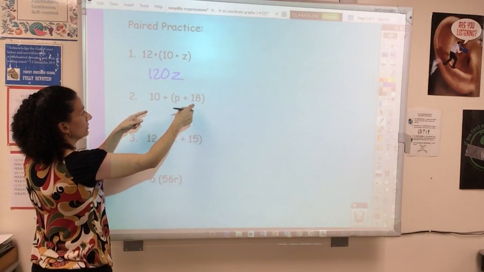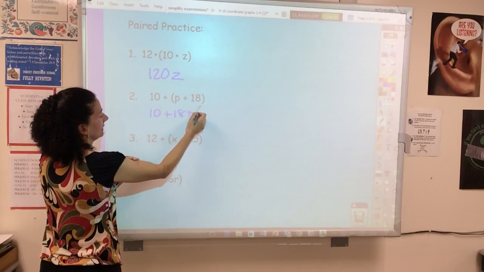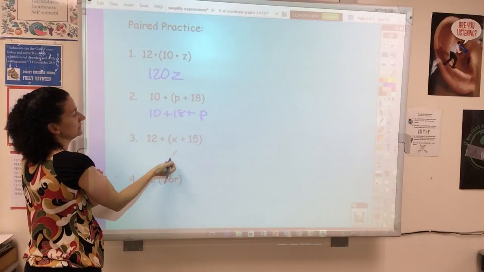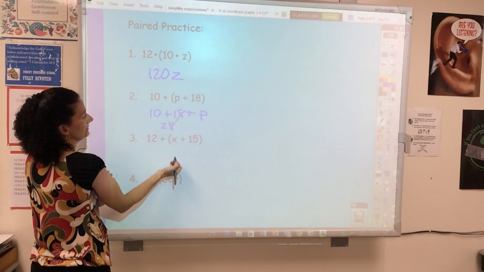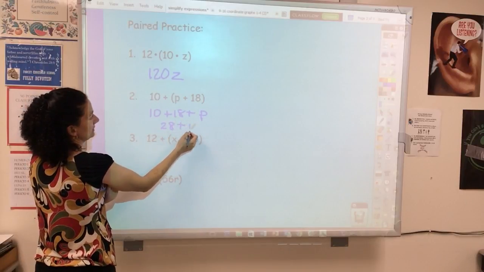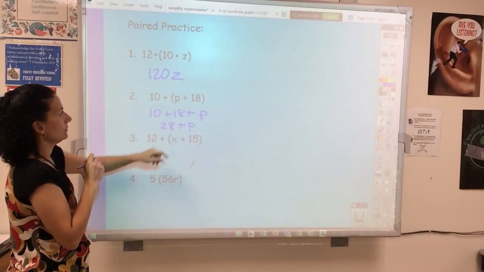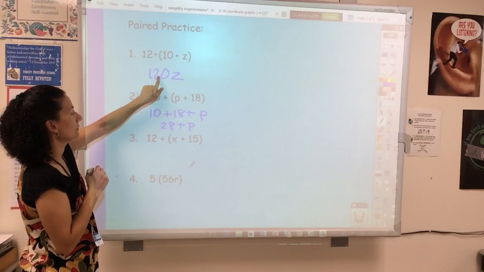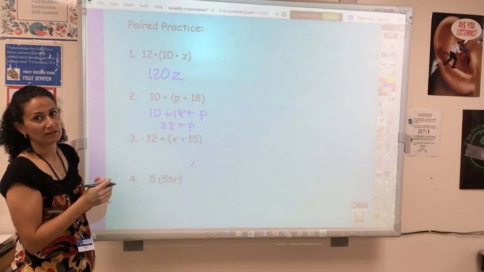Hopefully you saw here that you can switch the 18 and the p. Okay, you didn't have to write this out, but hopefully you got the final answer by adding 18 and 10 together and putting plus p, 28 plus p. Now, make sure if it's multiplication, you put the number sitting in front of the variable. If it's addition, you still got to have that addition sign.